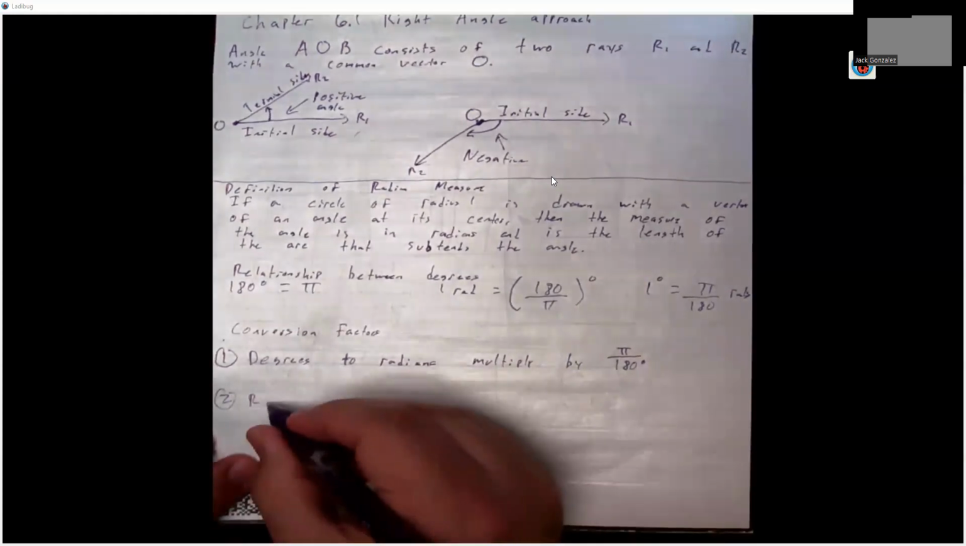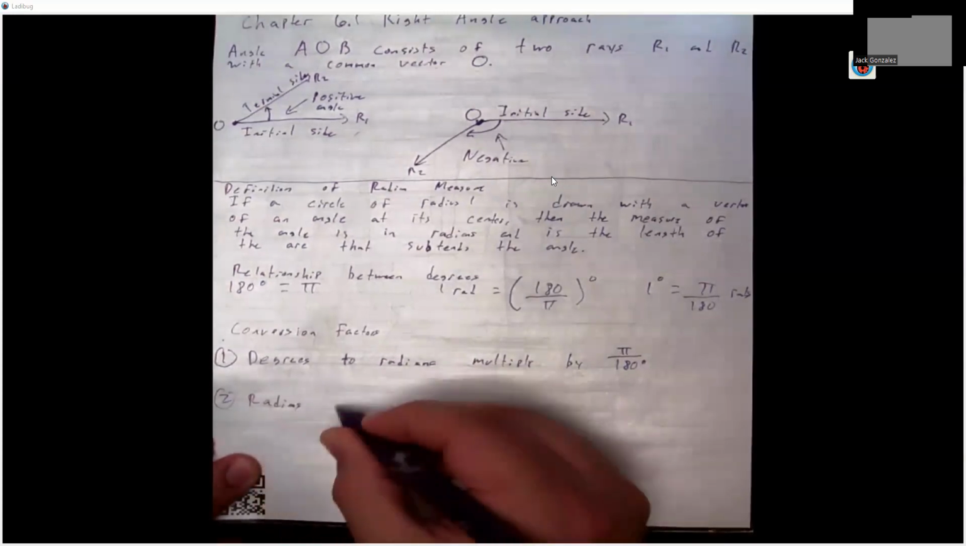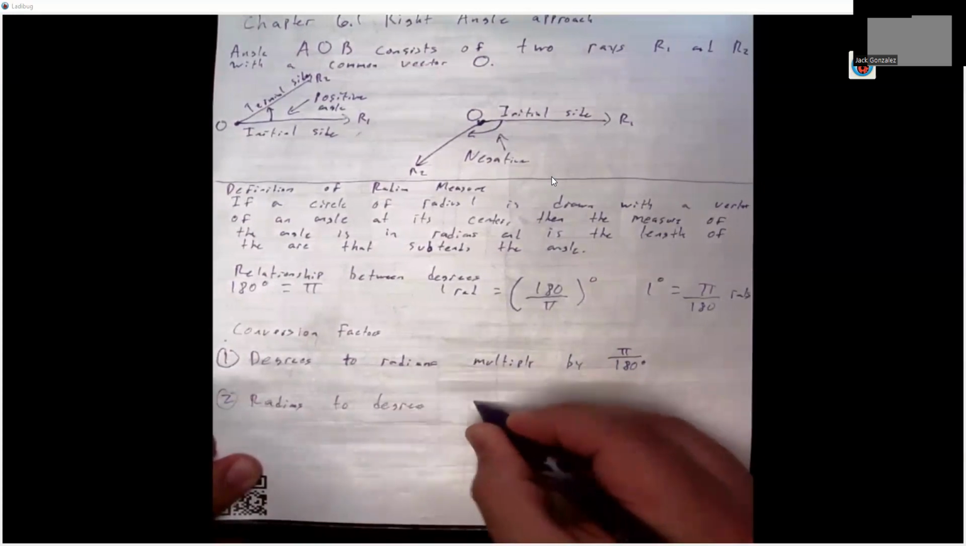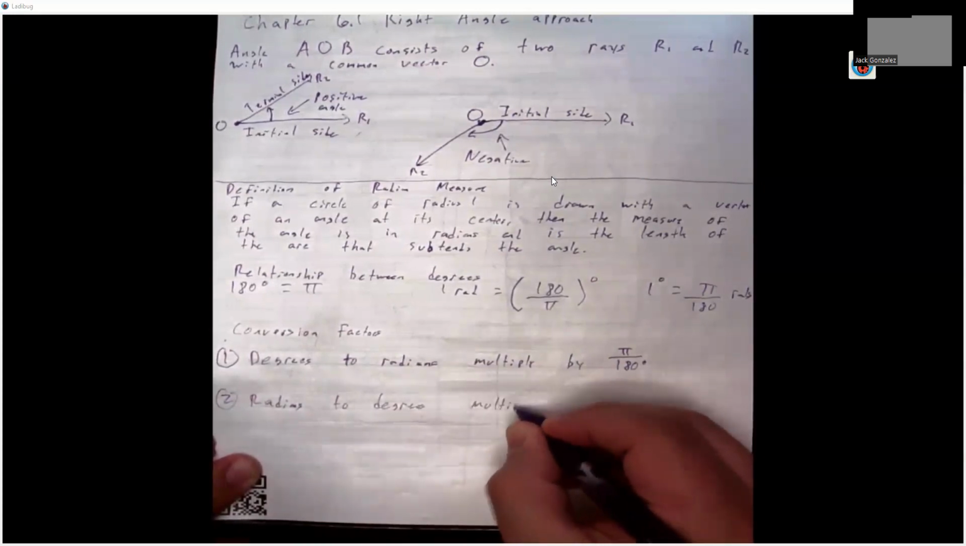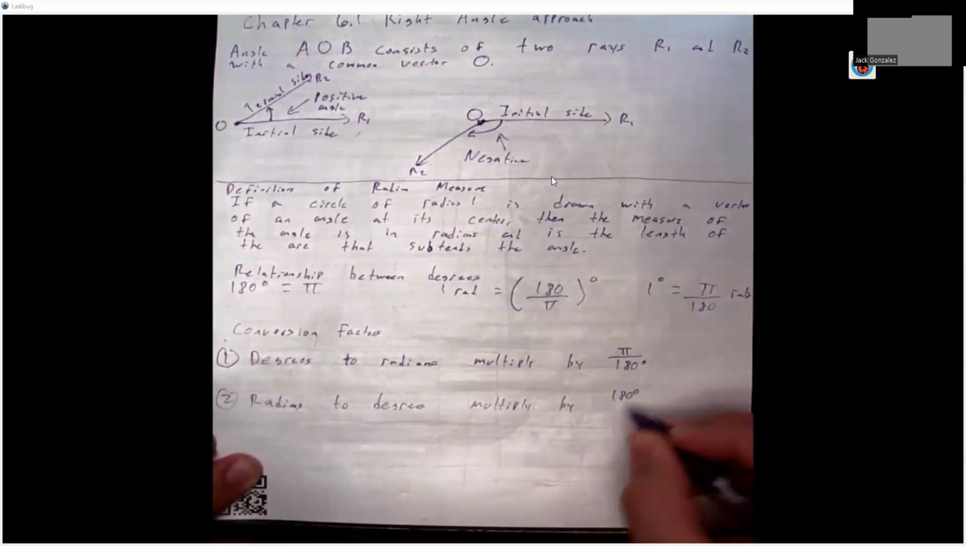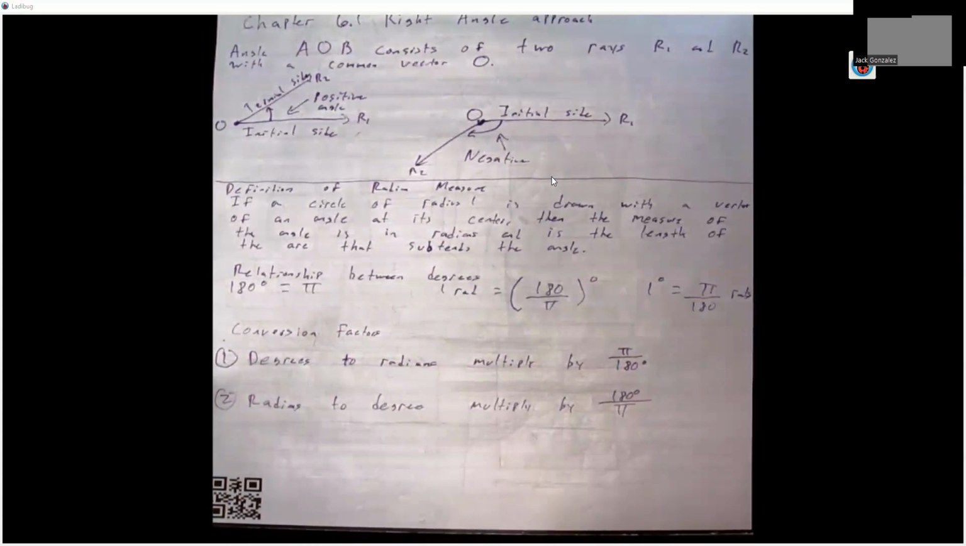Okay, radians to degrees. Multiply by 180 over pi. And I'll show you a trick to remember it, but of course you can put it on a formula sheet if you want. It doesn't matter.